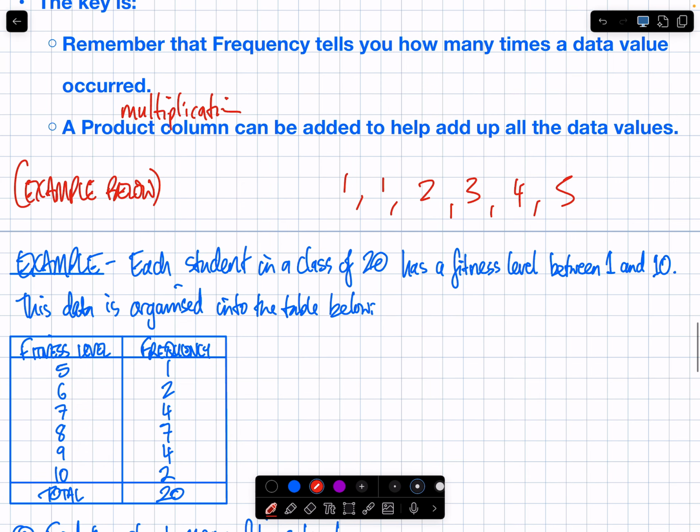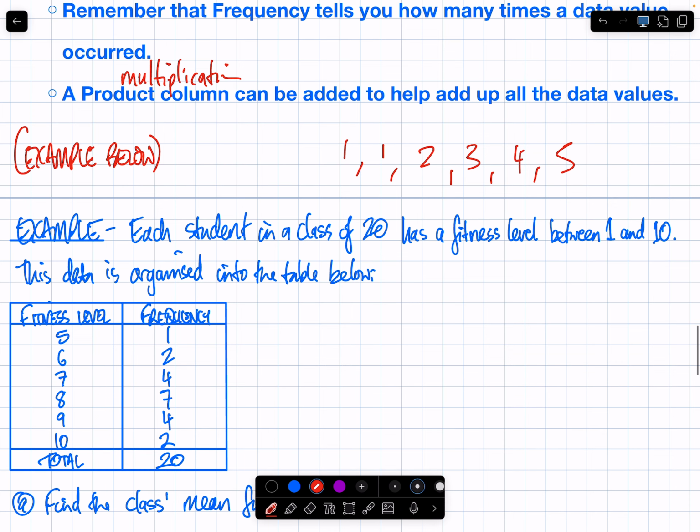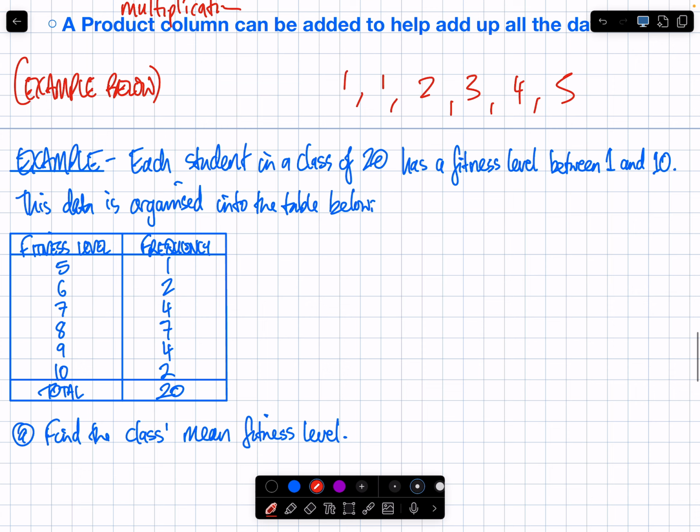And so if you read that, how many times did the fitness level of 5 happen in that data? 1. So if you had time, you could write all that data out. You could go 5. How many times did 6 happen? Twice. So 6, 6. How many times did 7 happen? 7, etc. I don't want you to waste time writing all the data out. The data is already written there.